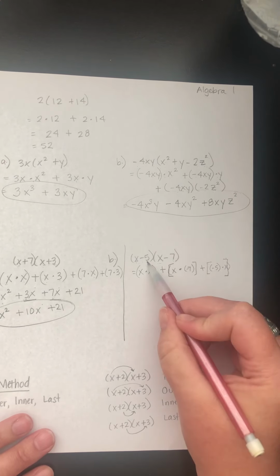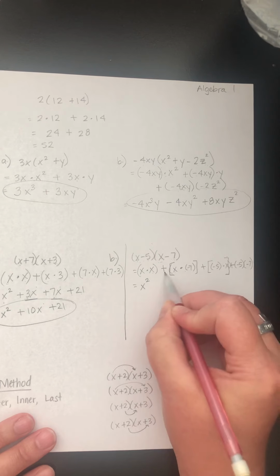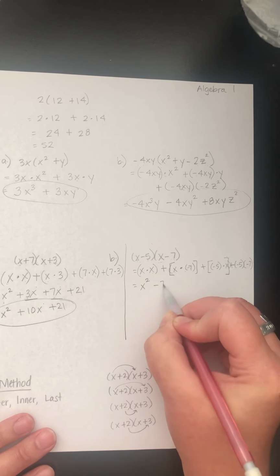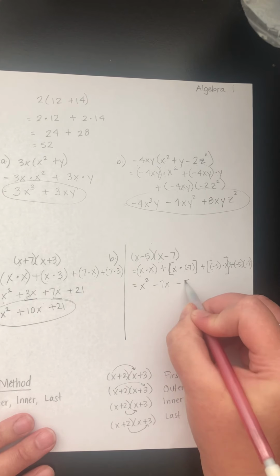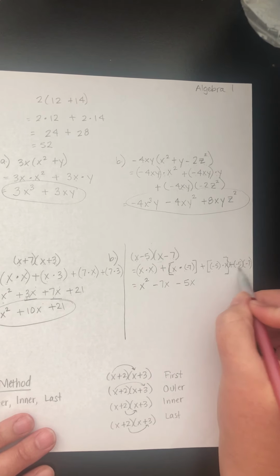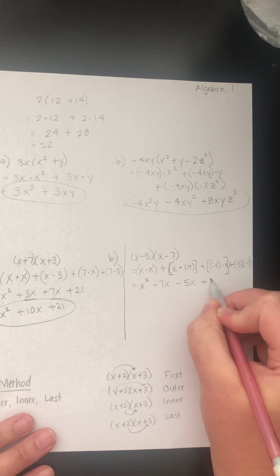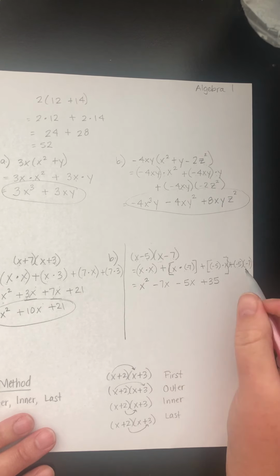Now we'll simplify. X times x, we get x squared. X times negative 7 is going to be negative 7x. So positive and a negative make a negative. Negative 5 times x is going to be negative 5x. Negative 5 times negative 7 is positive 35 because two negatives make a positive.